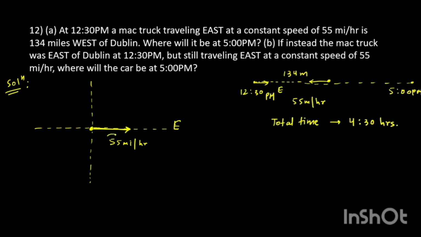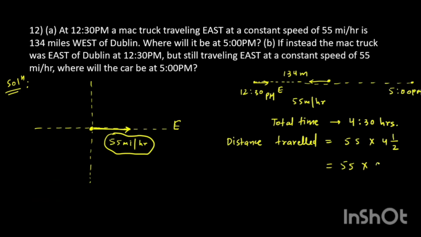Now, the speed is given as 55 miles per hour. So how much distance will it travel in 4 hours, 30 minutes? 55 times 4.5. 55 times 4 and 1 by 2. So it can be written as 55 times 9 by 2. So it is going to be, or you can say 495, not 490, 495 by 2.